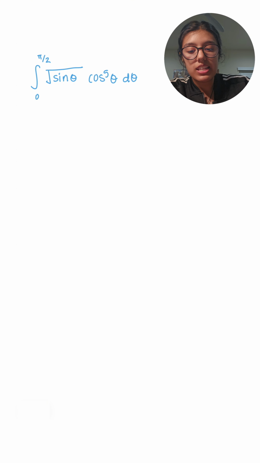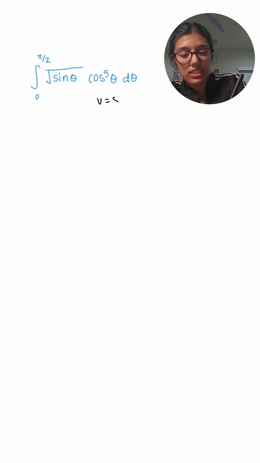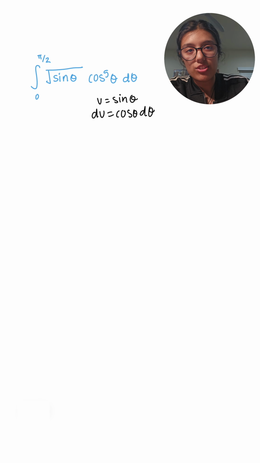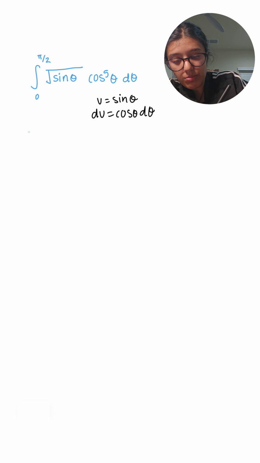What I'm thinking is that if I set u equal to sine theta, I know that du is equal to cos theta d theta. But unfortunately, we can't just apply this formula directly because we have a cos to the power 5 theta, not just a cos theta. So in order to make this expression have just a cos theta so that we can apply that du, I'm actually going to rewrite this expression as this.